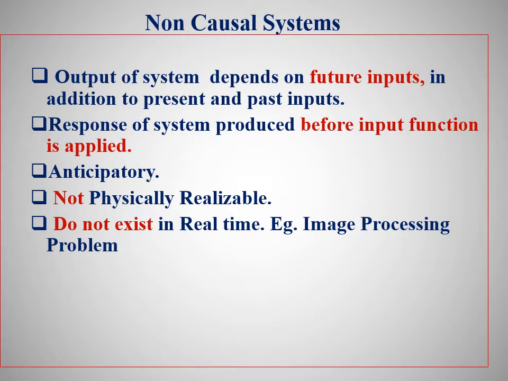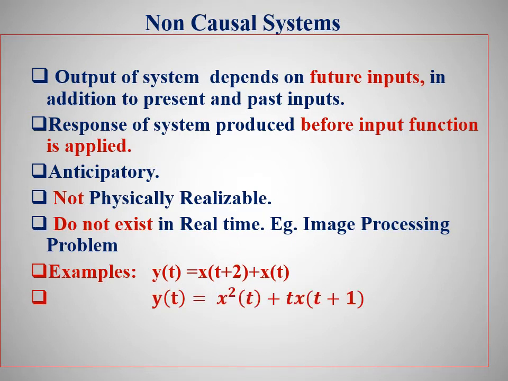Example, image processing problem. Examples could be y(t) = x(t+2) + x(t). This results in a future case. Similarly, y(t) = x(t+1) times t. This also results in a future case. And y(n) = x²(n) + 2x(n+2). This also results in a future case, making all three systems non-causal.